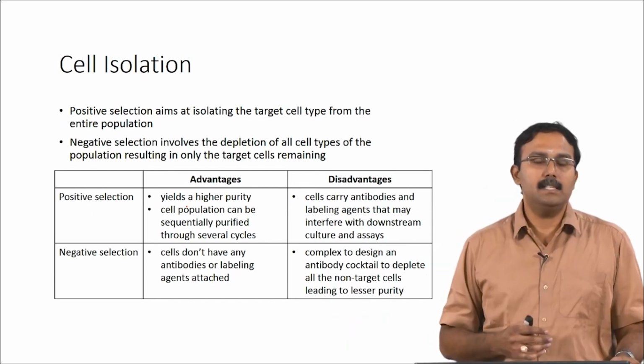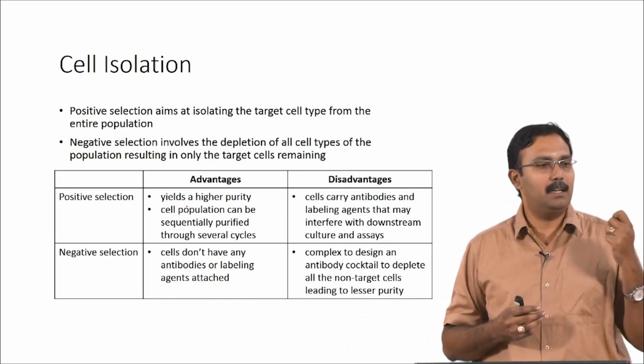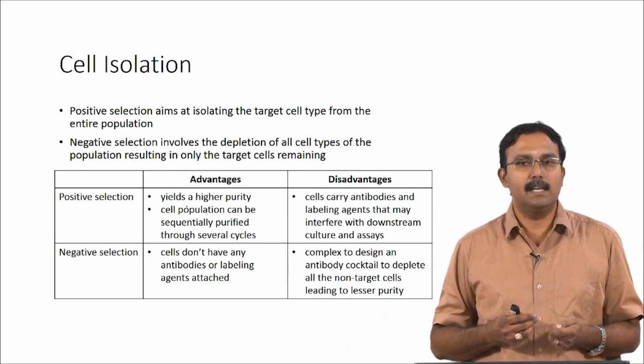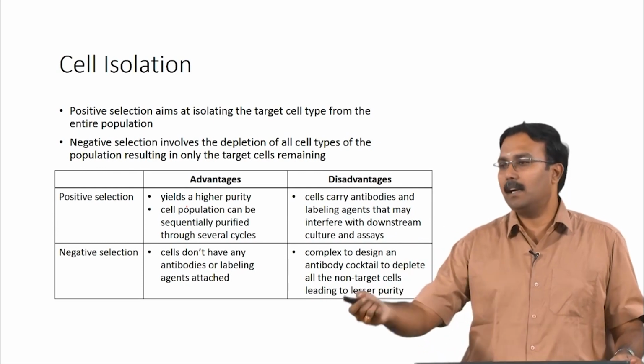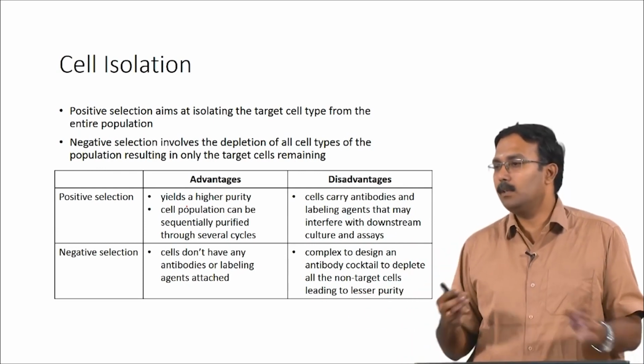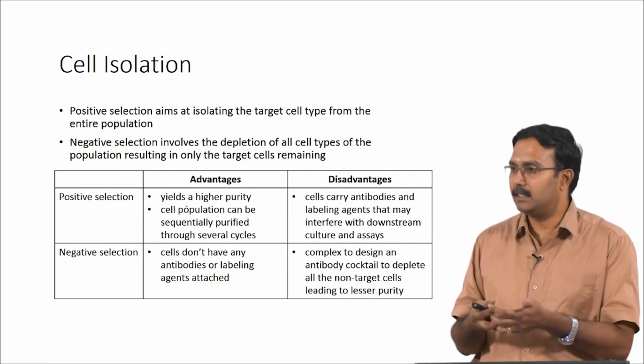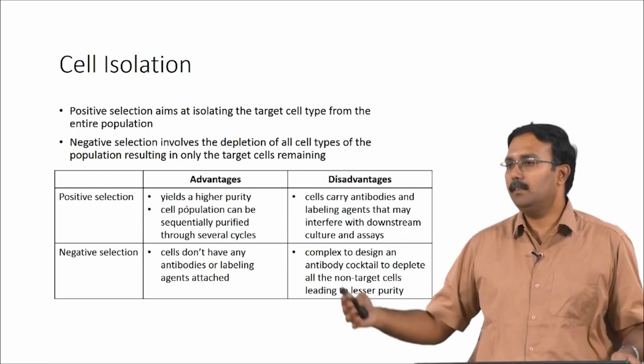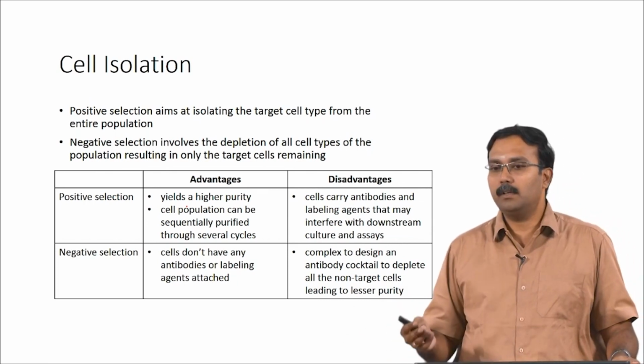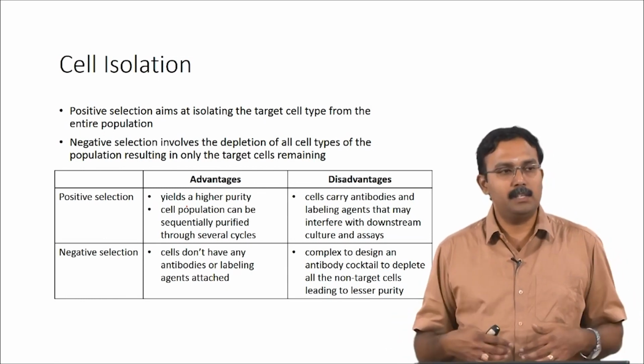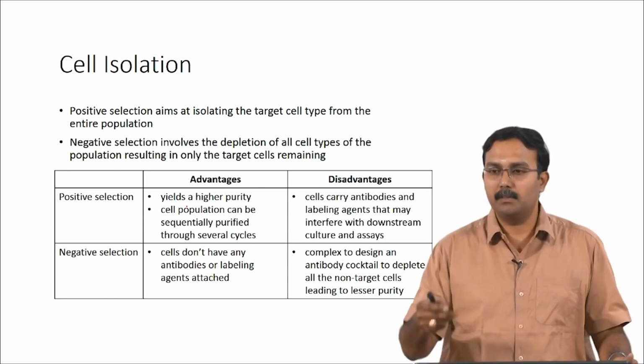But the disadvantage is you have actually used some antibody or a labeling agent that will attract the cell type of interest. So, your cell might actually have this attached to it, and that could interfere in the further processing. If you are going to culture them, or if you are going to use them in vivo, this could actually be a problem.